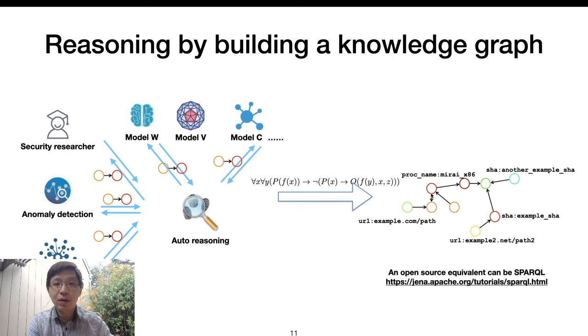If two pieces of knowledge share the same node, for example, they share the same URL or the same SHA value, we concatenate these two pieces of knowledge together. If we keep repeatedly doing that, after a few iterations, we can have a beautiful knowledge graph. Such an implementation can be done in different ways. We use our in-house implementation, but there's a very good open source equivalent called Spark. So feel free to search for it in the Apache project and get Spark.